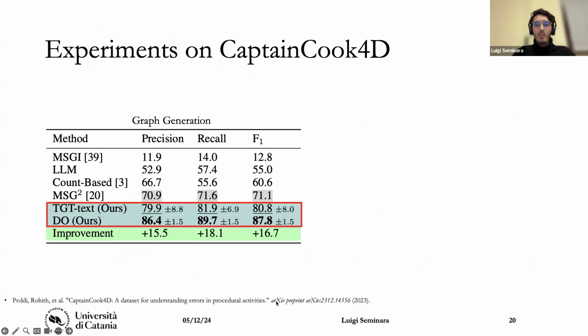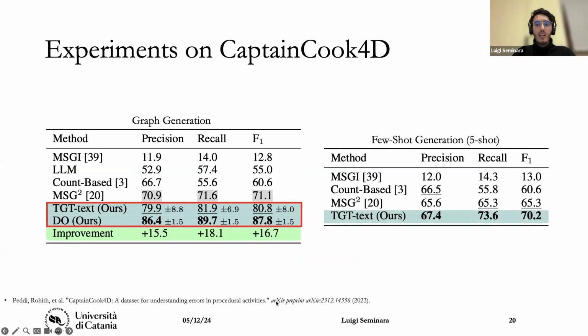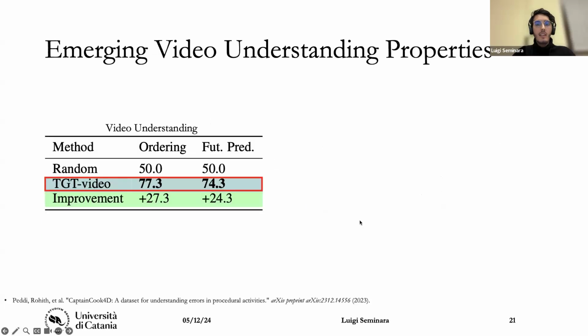So we also evaluated TGT's transfer learning capability using a leave-one-out approach, and we trained TGT on all procedures except one. The results in the table revealed that our method outperforms competitors that lack transfer learning capabilities. And we also compare the abilities of our TGT model trained on visual features to generalize to two fundamental tasks, that are pairwise ordering and future prediction. The results obtained from these experiments are better than the random ones. So TGT trained on videos shows emerging video understanding abilities.